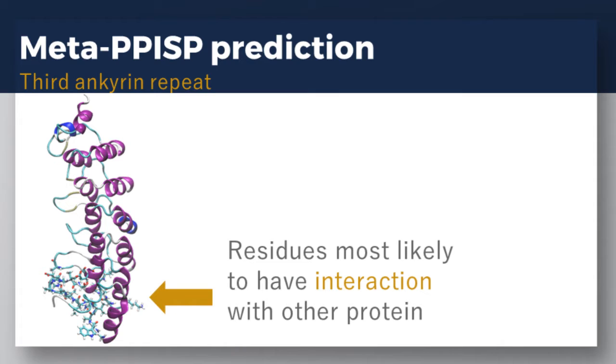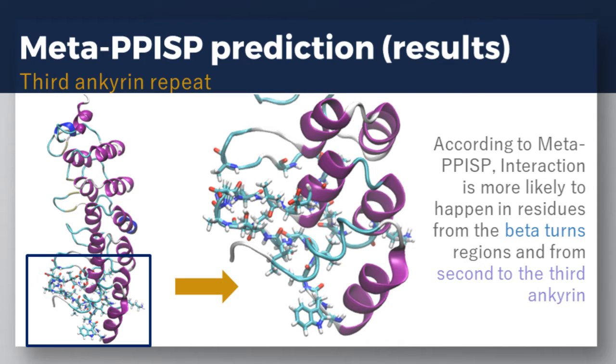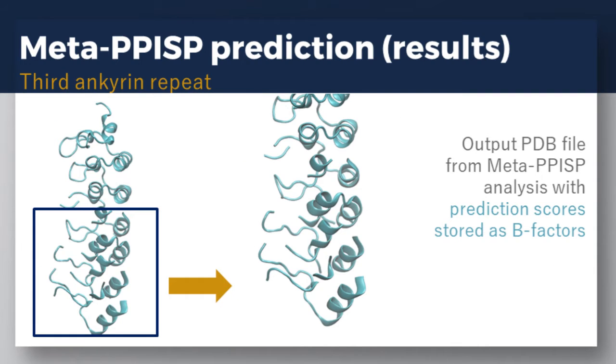Lastly, with meta-PPISP, we should be able to predict the interaction site. Generally speaking, you plug your PDB into the meta-PPISP webpage and it will return to you via email the probability of interaction of each residue, which is extremely helpful.